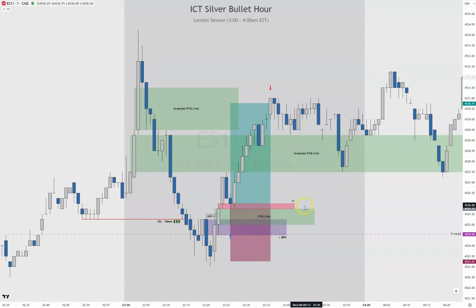That's how you could have traded this London session, but here's the London silver bullet for August 9th.